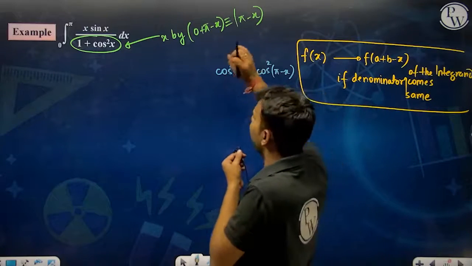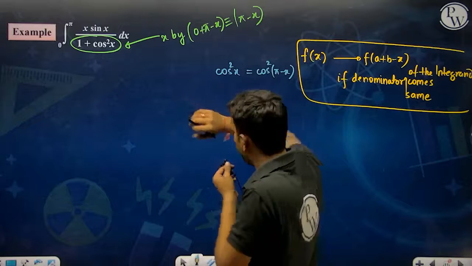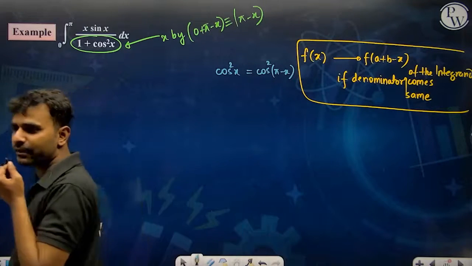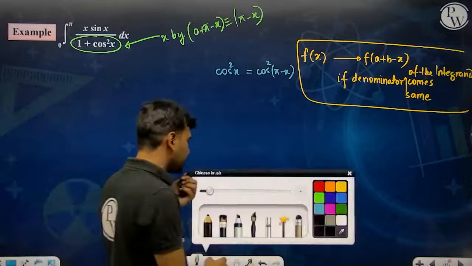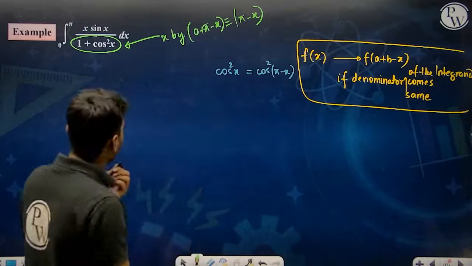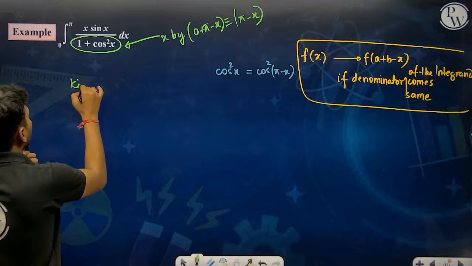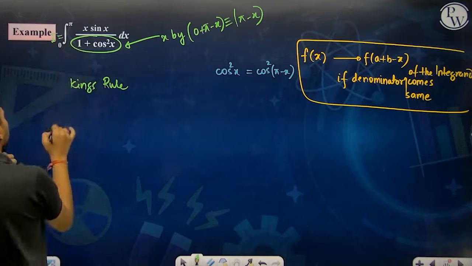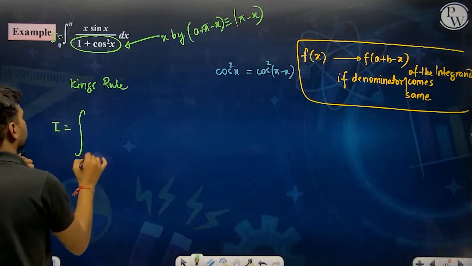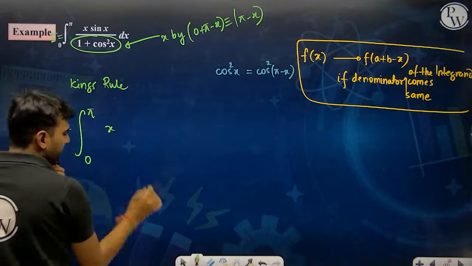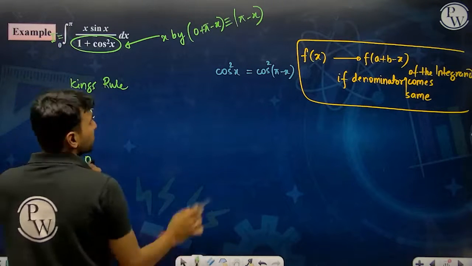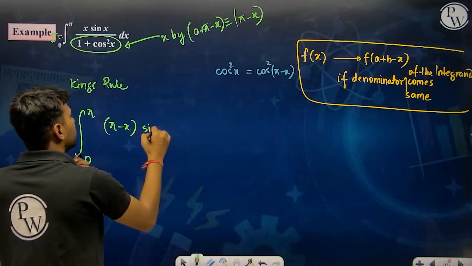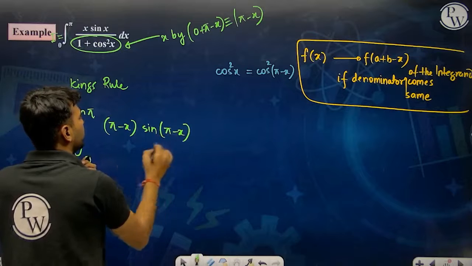So you can see that if we replace f of x by f of a plus b minus x, and the denominator of the integrand comes the same, then there are high chances that this property is applicable. So let me apply King's rule. If we are calling this thing I, then after applying King's rule, the limits are going to remain the same, but we can replace every x by pi minus x, as we have seen. So if we are replacing every x by pi minus x, then the question is going to look something like this.